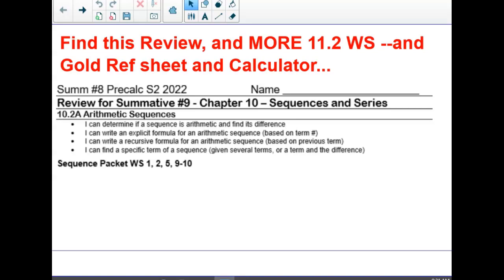So today's review for summative 8. Oh, it says 8 over here. It is 8, not 9. I don't know why it says 9 right there. It's 8, okay? It's definitely not 9. We are not having a summative 9. Okay.